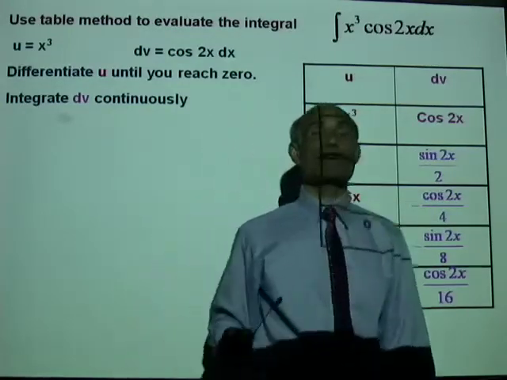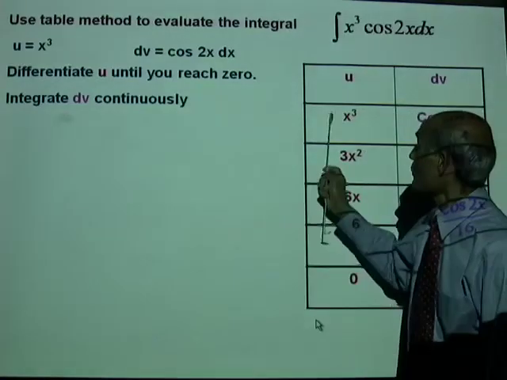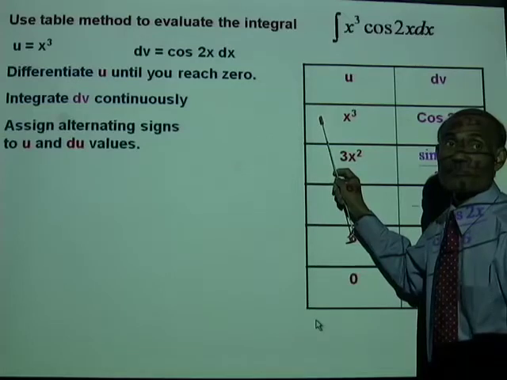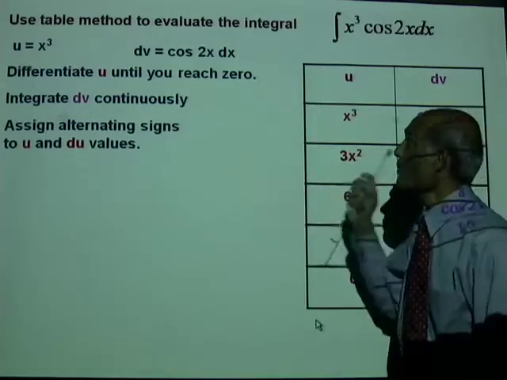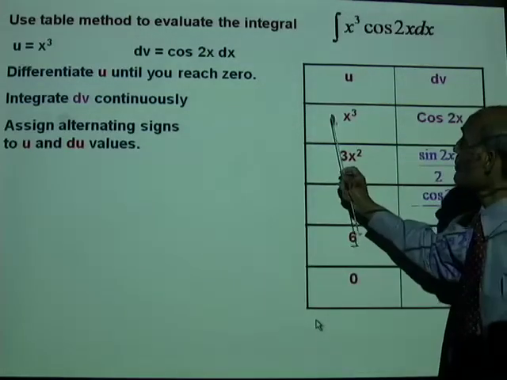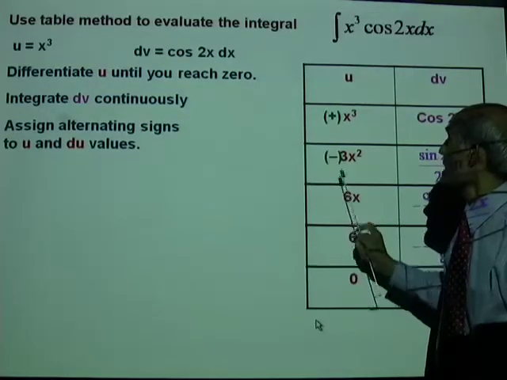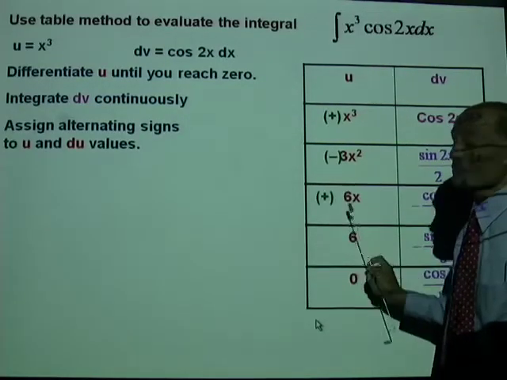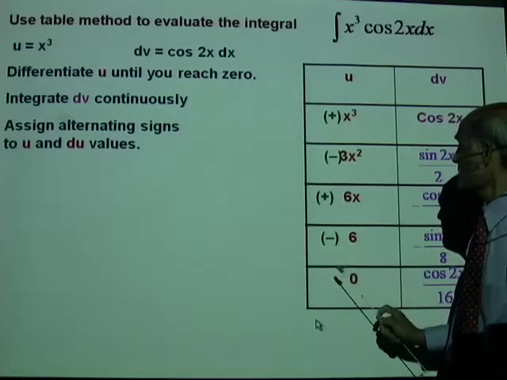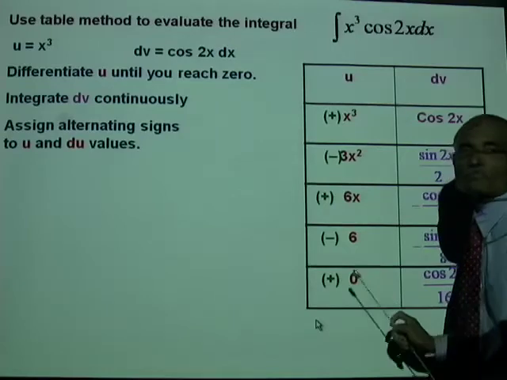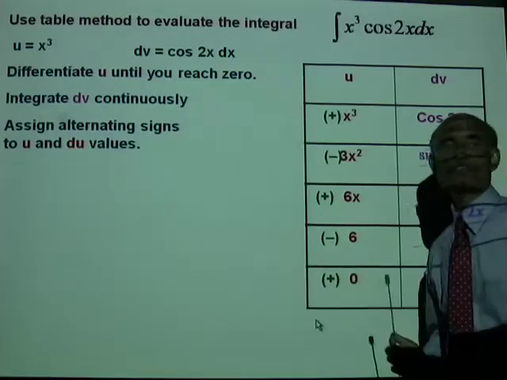And how do you pick our answer? First of all, assign the signs. Start with positive. Assign alternating signs for u and its derivatives. That will be positive, this will be negative, that will be positive, that will be negative, and positive. But we don't need this last one because we will not be multiplying with 0.